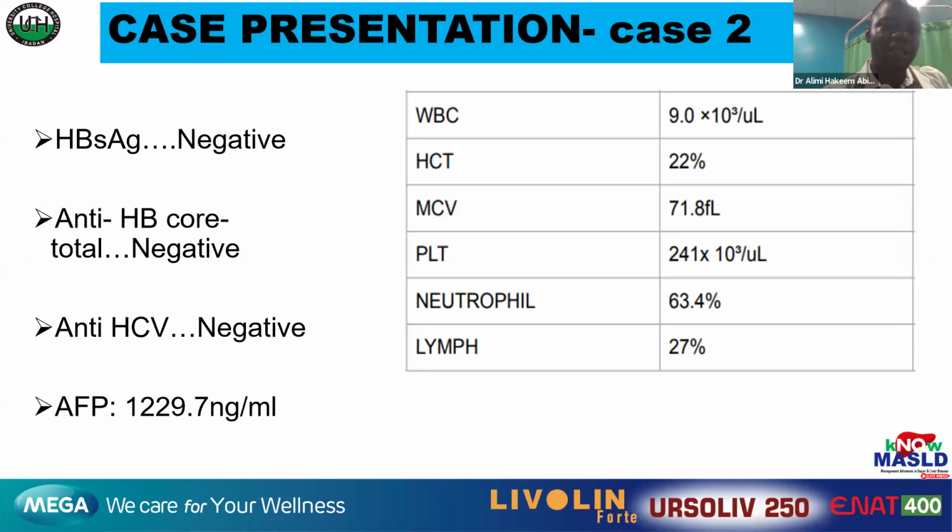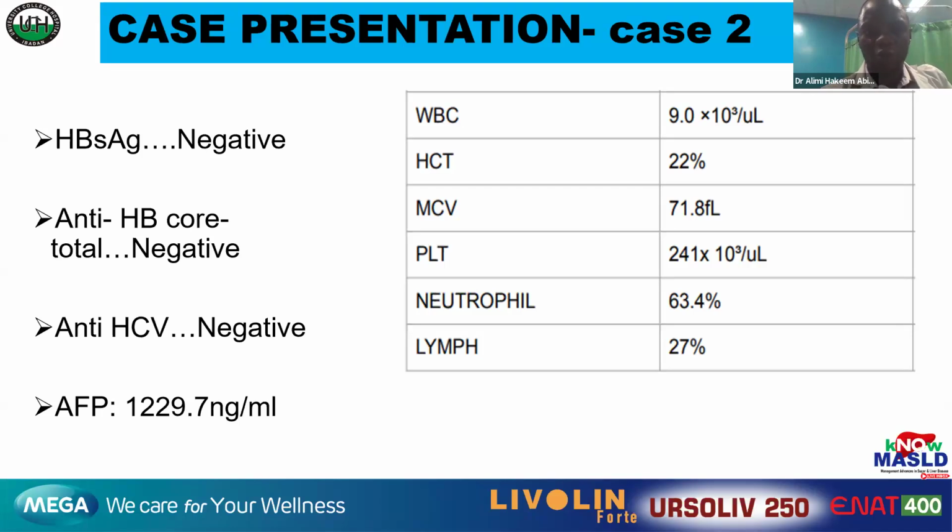Unlike the other patients that had at least evidence of past hepatitis B infection, he did not even have anything to suggest that he had been exposed, as anti-HB core total came out negative. The surface antigen was also negative. The anti-HCV was negative. The alpha-fetoprotein was elevated at 1,229, with the upper limit of normal being 7. And the PCV was also low, 22%, whereas in our environment, the average PCV for patients with HCC, particularly in University College Hospital, is about 26, 27%. So this patient is just a little bit below that level.